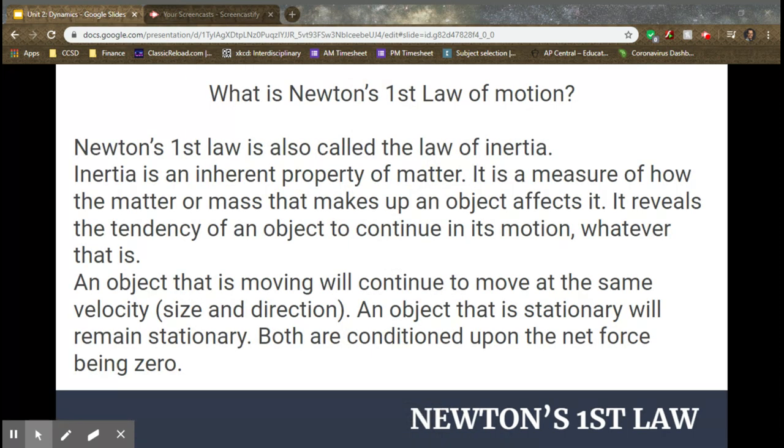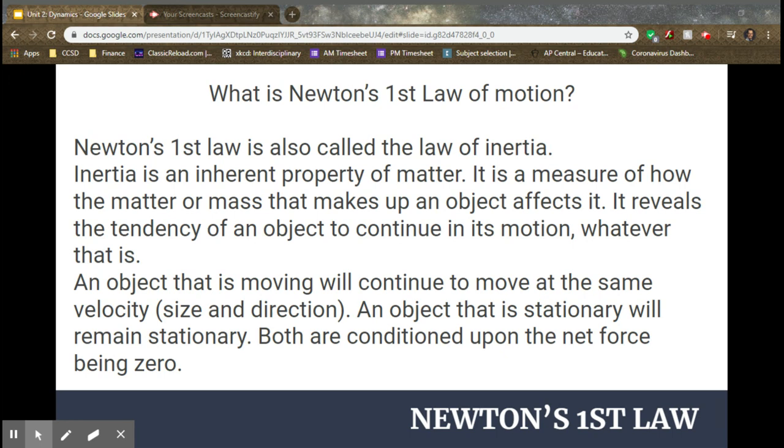Okay, let's look at Newton's first law of motion. Sometimes this is called the law of inertia. Now, inertia is an inherent property of matter. It helps us understand how much mass an object has and how difficult it is to change the motion of an object. Whatever objects are doing, whatever their motion is, the objects try to keep maintaining that motion, and it's the mass that makes that happen, the inertia that makes that happen.